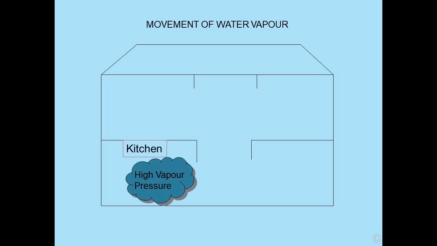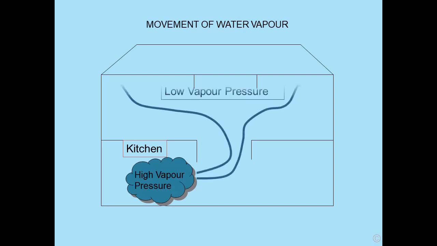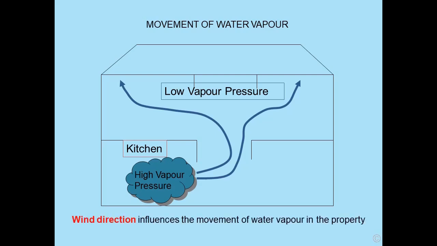Where's most water vapour produced? You get a high vapour pressure in the kitchen and bathroom, large areas of water vapour production. And because it exerts a pressure, it will move down its pressure gradient into other areas of a lower vapour pressure, and this may allow problems to occur in these areas. Also note that wind direction influences the movement of water vapour in the property.